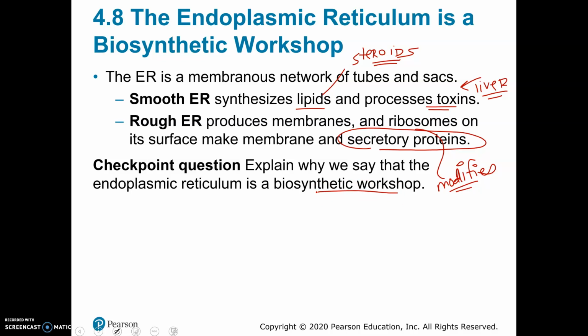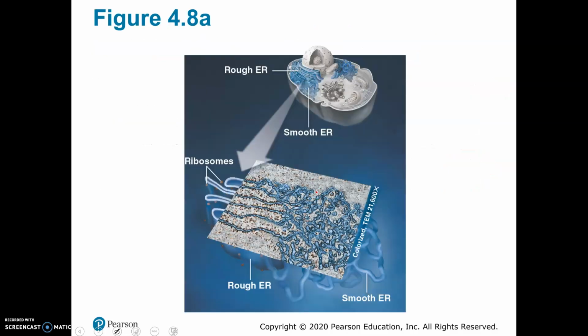Number one, it's building steroids and lipids. Number two, it's detoxifying things. Number three, it's modifying and putting the finishing touches on proteins that the ribosomes made. And so it's building all kinds of molecules that your cells need or maybe need to export for other cells to use. Here's a picture.